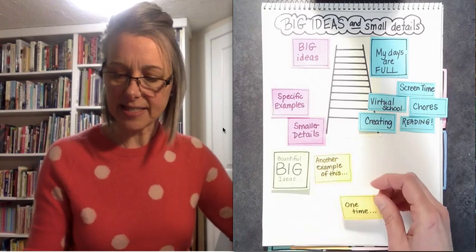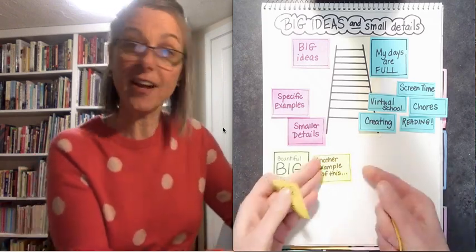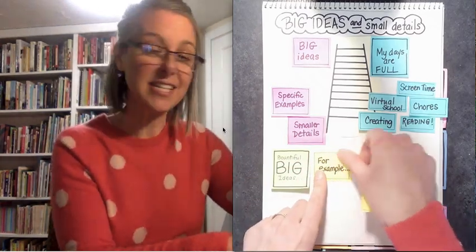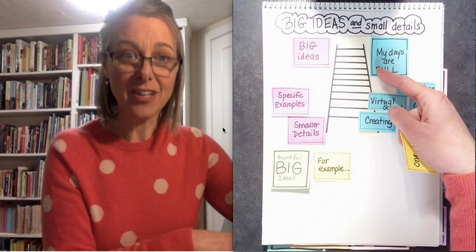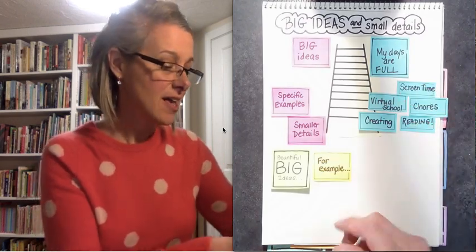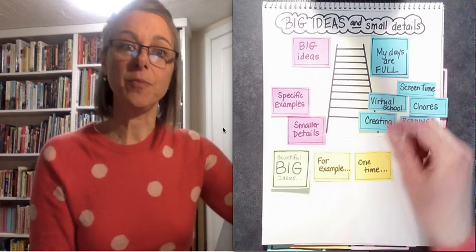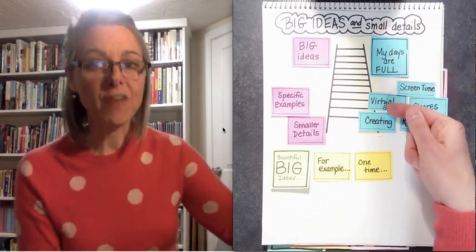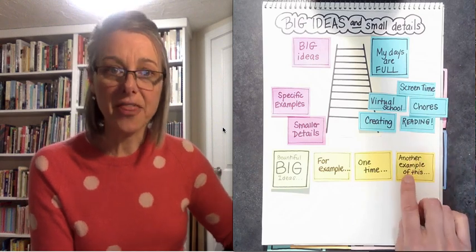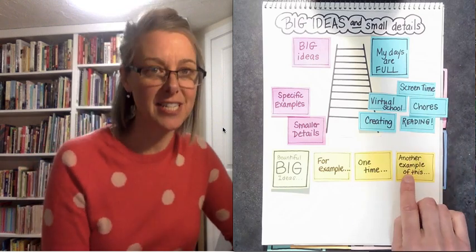So you could say something like, for example, my days are full. For example, I do blah, blah, blah. Okay? Or one time, your big idea, and then an example of one time when that happened. And again, I showed you this already, but you could say another example of this or another time when this happened.